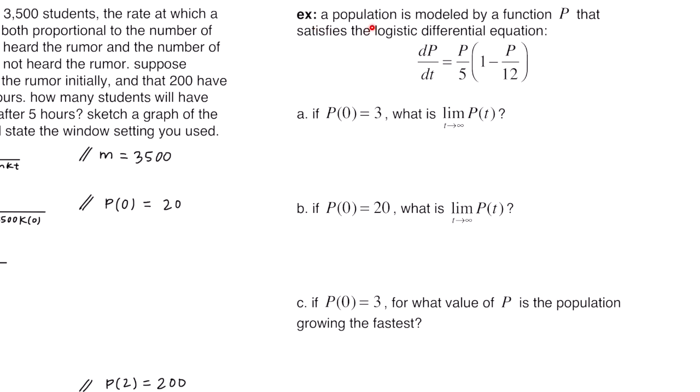This example says a population is modeled by a function p that satisfies the logistic differential equation. So we have dp dt equals p over 5 times the quantity 1 minus p over 12.